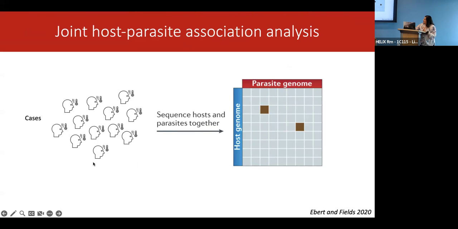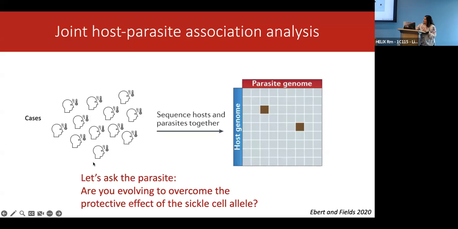But what we hadn't done yet was actually ask the parasites. So this is what we decided to do during my postdoc: ask the parasite, are you doing something to combat the sickle cell allele? Without asking the parasite, I think we don't really know. One way to ask is to test for association in malaria cases, looking jointly at host genetic variants, in this case sickle cell, and the parasite genome.